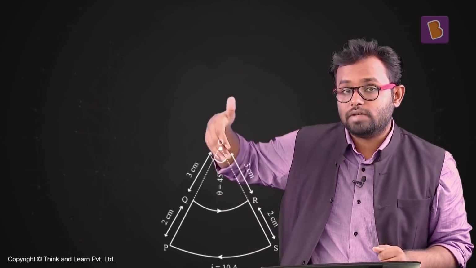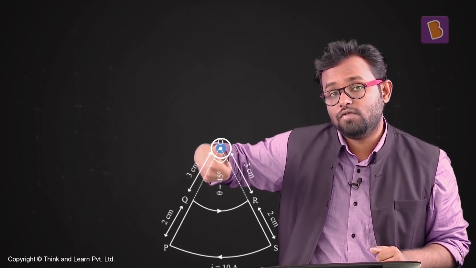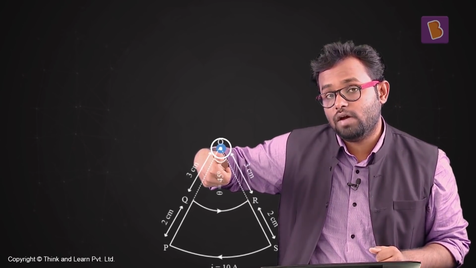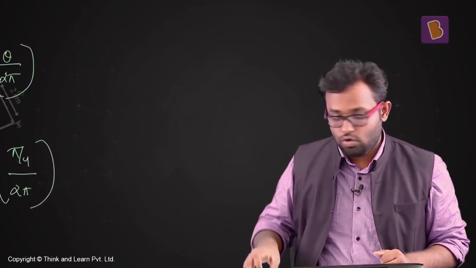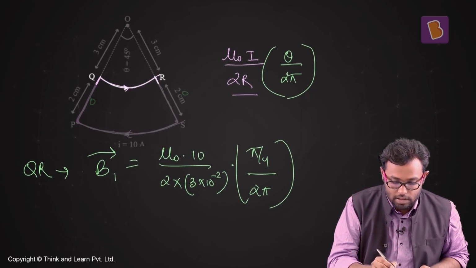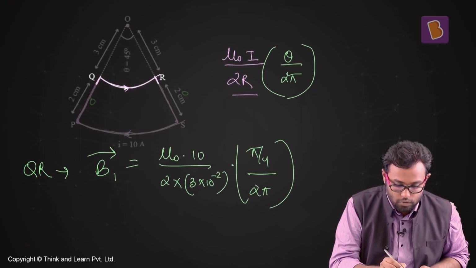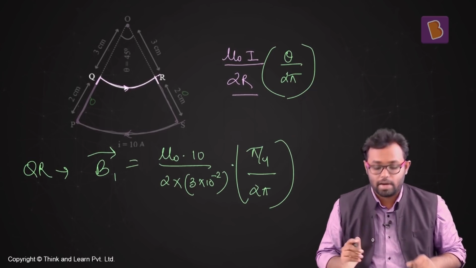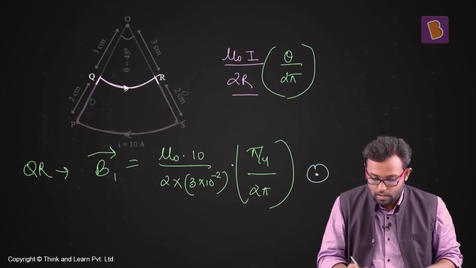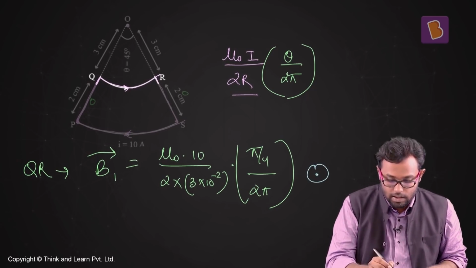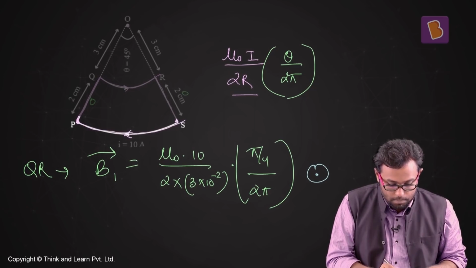When I move my fingers like this from Q to R, the thumb gives me the direction of the magnetic field, which is out of the screen. So the direction is out of the screen and we represent that by a dot. So because of this QR, I have a magnetic field out of the screen like that. Okay, let me find that for PS.